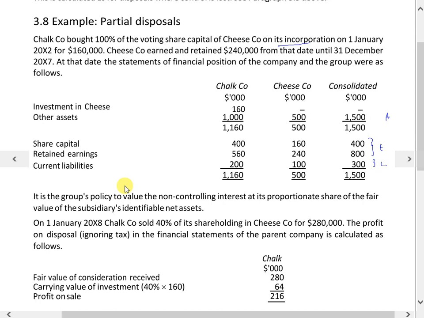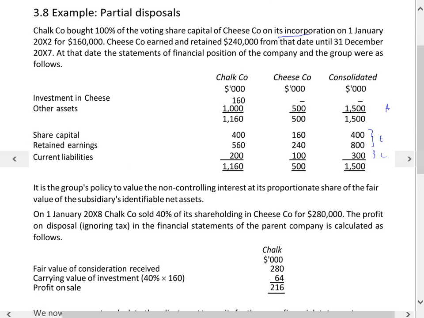At the date of the statement of financial position, so this is 31st December, I own 100%. And it is group policy to value it at proportionate share. Meaning method number one, the goodwill belongs only to the parent. On the 1st of January, 2008, which is the following year, our year end is 31st December, Chop sold 40% of his shareholding of Cisco for 280.